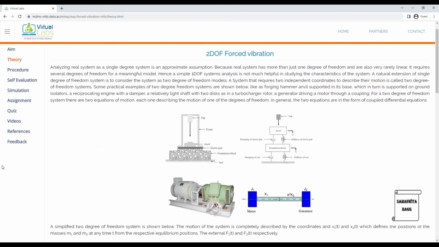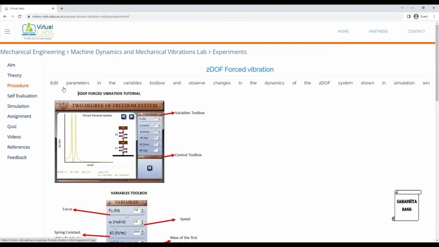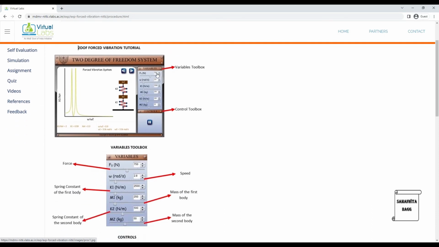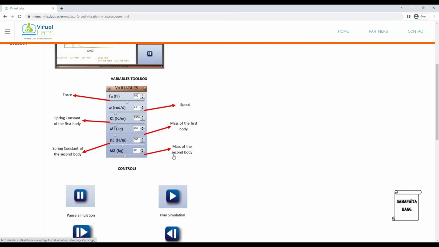So this is a very simple theory given for what is 2 degree of freedom and what are the equations used for calculating the steady state amplitude. Now we'll see the procedure. Edit parameters in the variables toolbox and observe changes in the dynamics of the 2 degree of freedom system shown in the simulation window. So this is the window that is going to appear in the simulation tab, and we can change these variables F0, omega, K1, M1, K2, M2, and this is the controls tab where we are going to get the results. Now see here the variable toolbox, all these are the variables and what they are is given here.